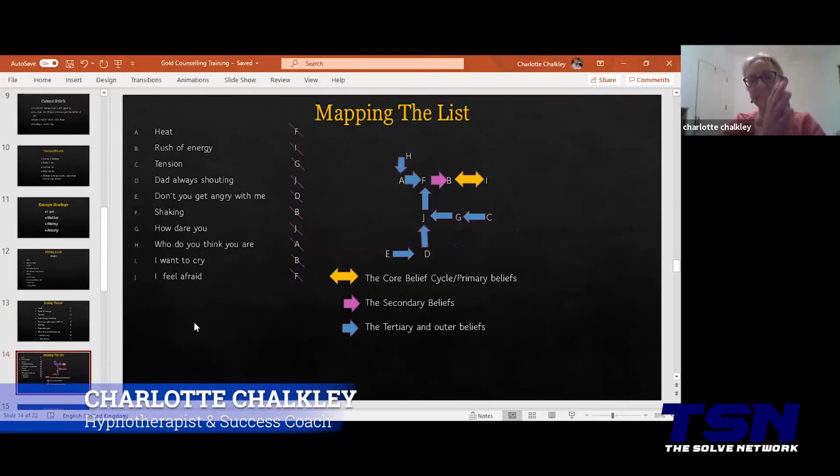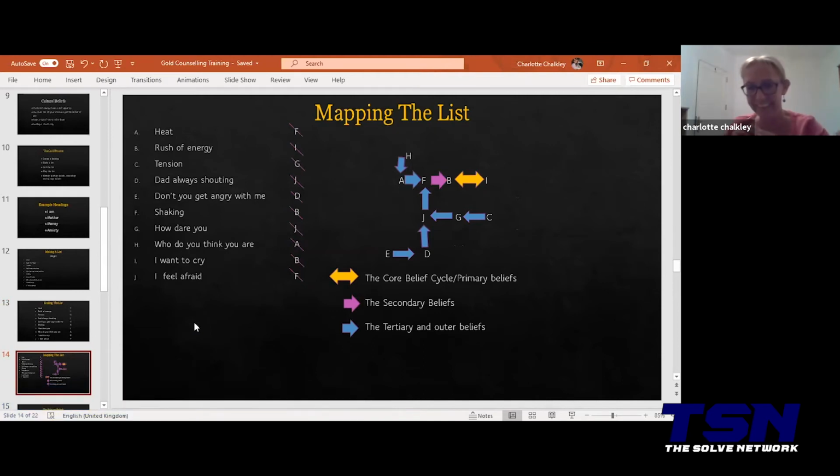Mapping the list. Now, this is the fun part. This is where we start making little diagrams. A, which is the first one on the list, links with F. So we're going to write A down and we're going to do an arrow to F.